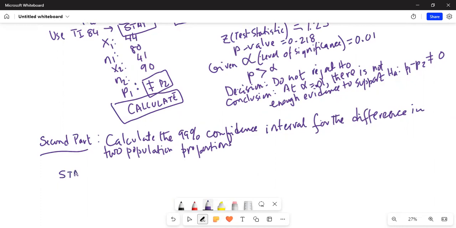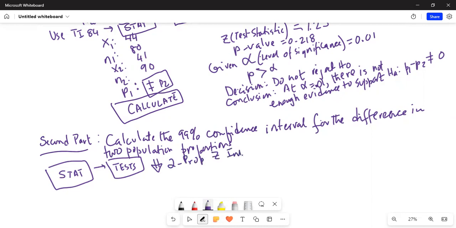Again, I'll press the stat button, then highlight test on the top row. The stat button, test button, and then scroll down, not to 2-prop z test. You are going to go to 2-prop z int, the two proportion z interval, and hit enter.